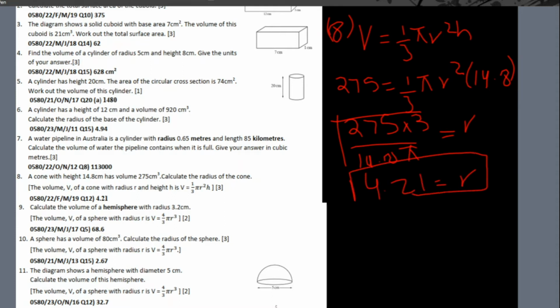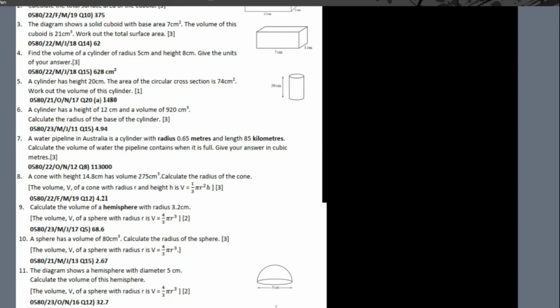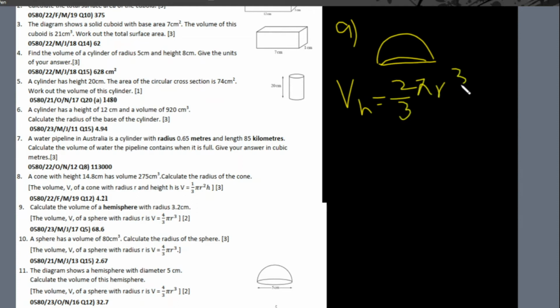Okay. Question 9. Calculate the volume of a hemisphere with radius 3.2. A hemisphere is simply half of a sphere. The volume of a sphere is 4 over 3 pi r cubed, so the volume of a hemisphere is 2 over 3 pi r cubed. Do we have the radius? Yes, we do. That is 3.2 cubed.